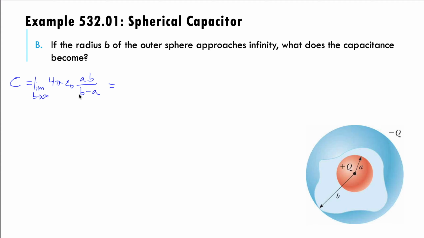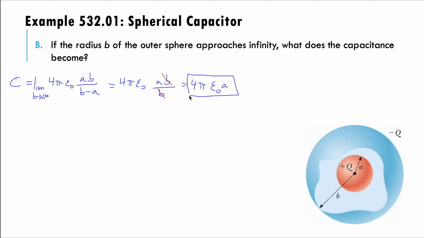Let's take a look and see what happens here. If b approaches infinity and we have infinity minus a, then a is basically irrelevant. So we end up with ab over b. And now the b's cancel out. So we're left with 4 pi epsilon naught a. And that is our result.